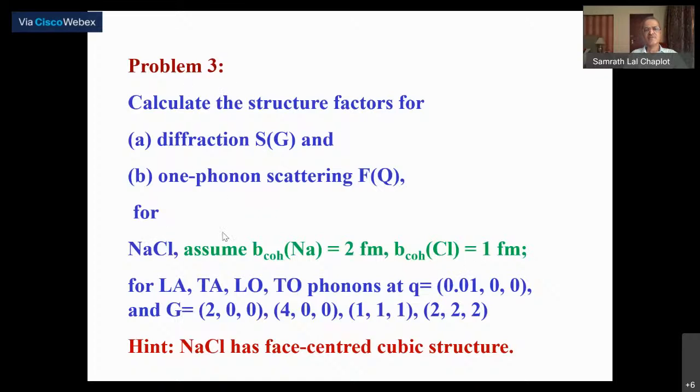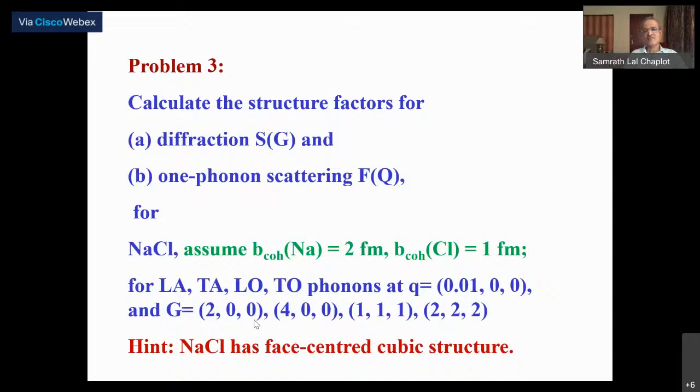And so for the diffraction, you can get it using just the structure factor. For the one phonon scattering structure factor, please do it for longitudinal acoustic, transverse acoustic, longitudinal optic, and transverse optic. These four different phonons at a wave vector which is near the Brillouin zone center. Okay, it cannot be exactly at the center, because the longitudinal and transverse are defined with respect to the direction of the phonon wave vector. So the phonon wave vector is along, say, the x direction, and therefore the longitudinal modes will have the displacements along the x direction, whereas the transverse mode will have displacements perpendicular to the x direction. Okay, and you need to do it for the four reciprocal lattice vectors G, which are 2 0 0, 4 0 0, 1 1 1, and 2 2 2.